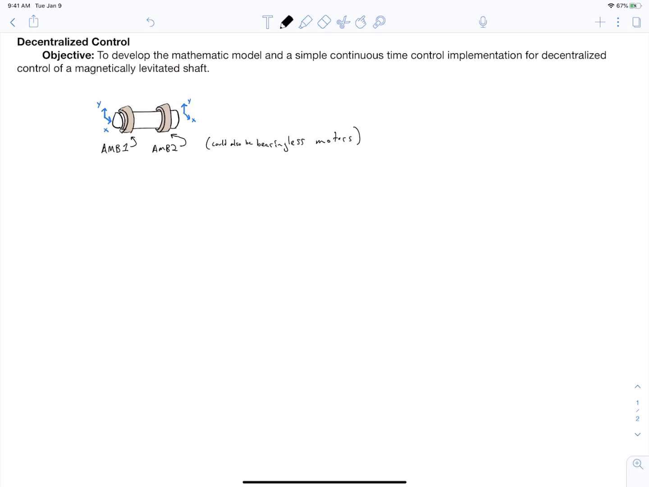The first portion of this video is going to talk about the difference between decentralized control and centralized control. And then we're going to develop a simple 2 degree of freedom model for a magnetically levitated shaft. And then finally, we're going to spend a considerable amount of time developing a simple continuous time domain controller for that 2 degree of freedom model. So let's get started.